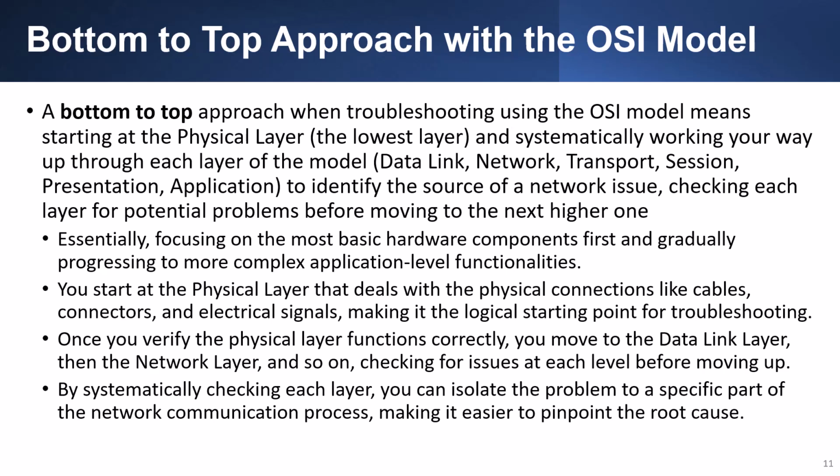You start at the physical layer that deals with the physical connections like cables, connectors, and electrical signals, making it the logical starting point for troubleshooting. Once you verify the physical layer functions correctly, you move to the data link layer, then the network layer, and so on, checking for issues at each level before moving up. By systematically checking each layer, you can isolate the problem to a specific part of the network communication process, making it easier to pinpoint the root cause.